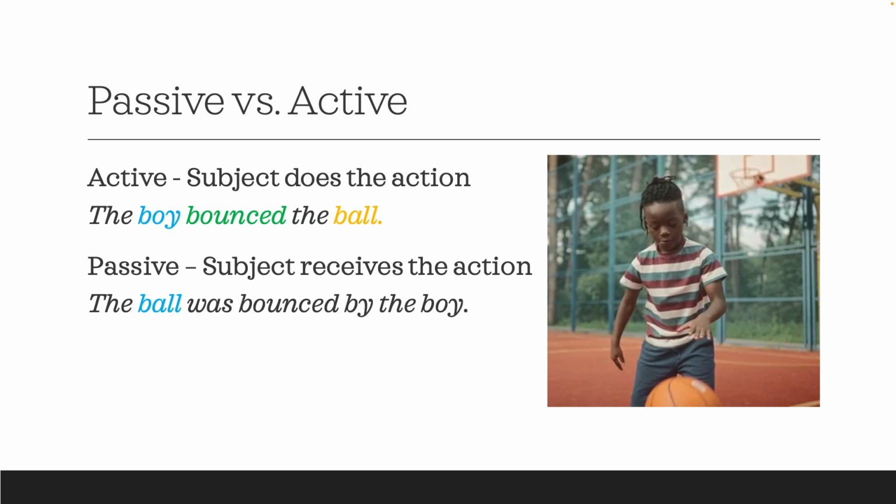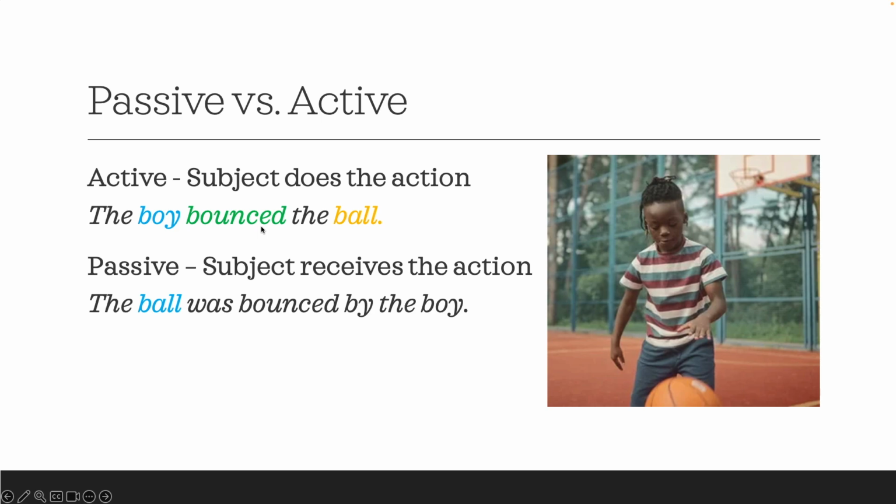In passive and active voice, one of the things that we talk about is looking at who is doing the action, right? The subject does the action. The boy bounced the ball. Or if it's passive, the subject receives the action. The ball was bounced by the boy. Okay, so the subject does the action.